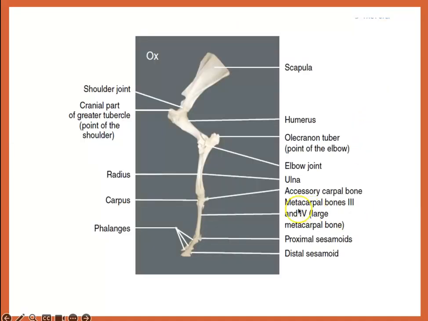Also, if you look at this diagram, in the case of the ruminant, you can see scapula, humerus, radius and ulna, and the manus region. You can see the differences between the bones of different animals, like the scapula and humerus. So each animal has specific features.